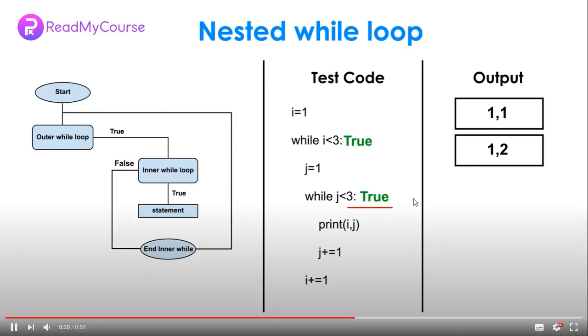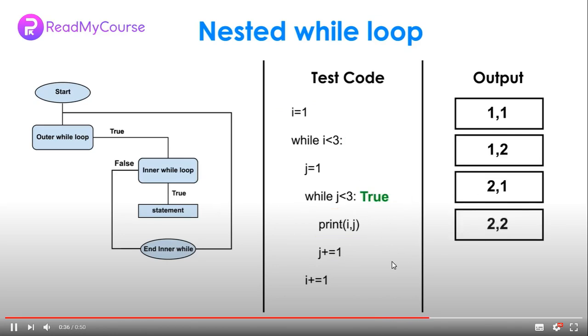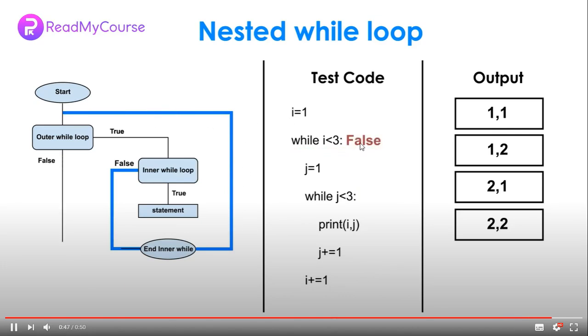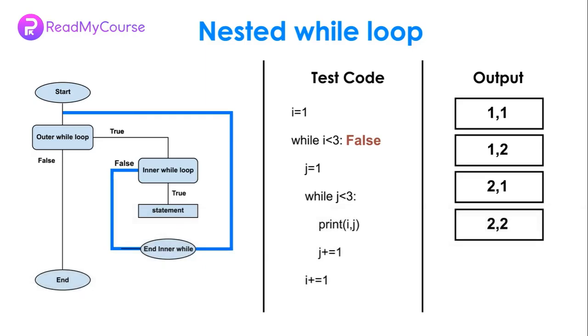Now you can see what's happening. Now we have i is equal to 2. For that, we are running this while loop for i is equal to 2. Now we'll print 2 1 and 2 2. So this condition is now false. Now we'll go back to the outer while condition. Now this condition is false. Then we'll exit from the loop.